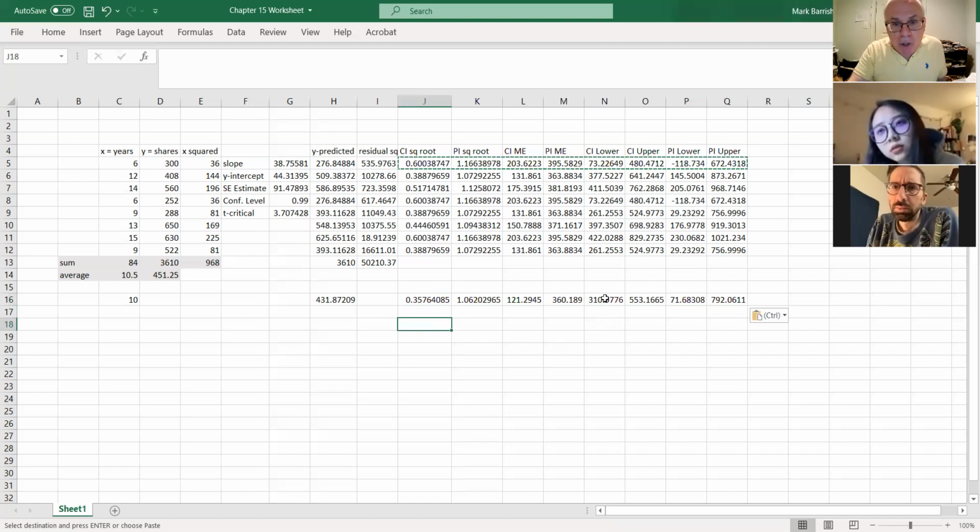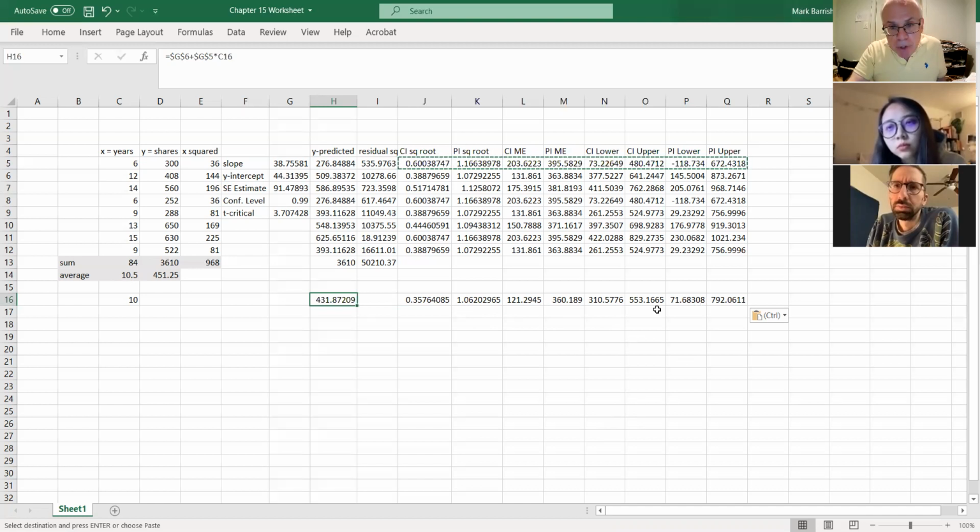So here's my confidence interval. First of all, I have my predicted value, which was a formula that I just copied down. I have my x. And then I just copied the formula starting with the square roots all the way down, and I get everything I need. I get the square roots, the margins of error for both confidence intervals and prediction intervals, and my lower and upper limits for both.